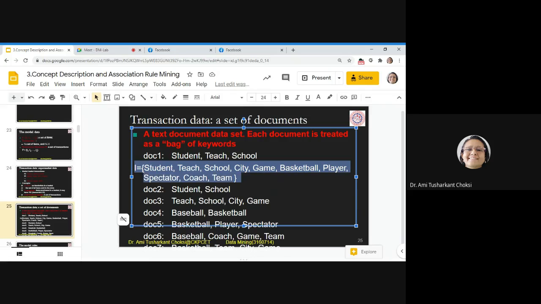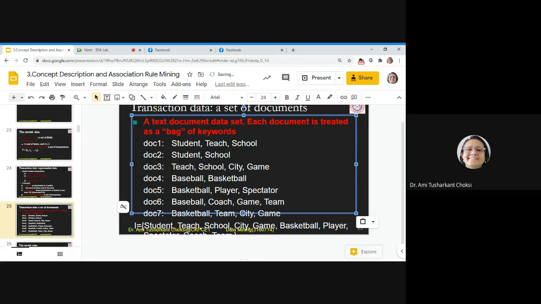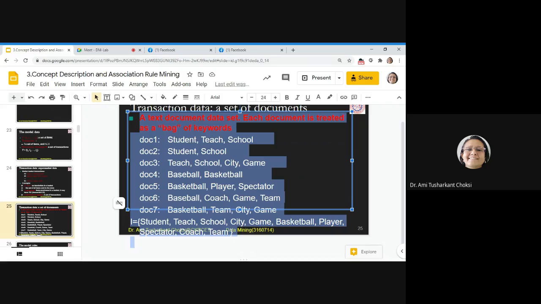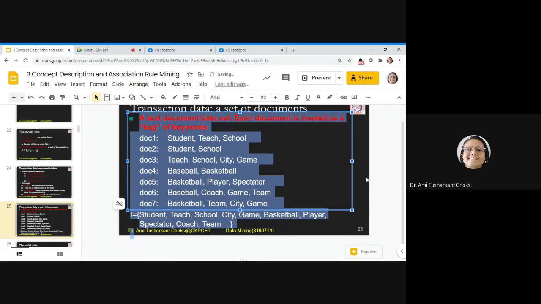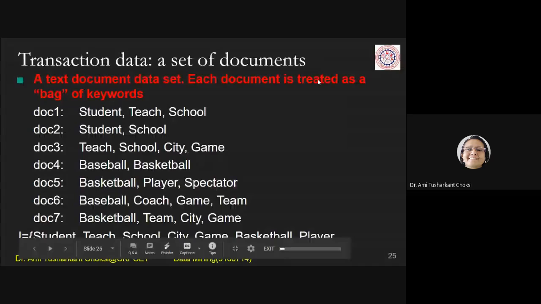Fine. Let me put it at last. Fine. And let me put it a bit above for you. Okay. So you can see that. Still to make it visible, let us make it this way. Fine. So all the things are now visible to you and you can understand that also. Okay. So let us proceed further.